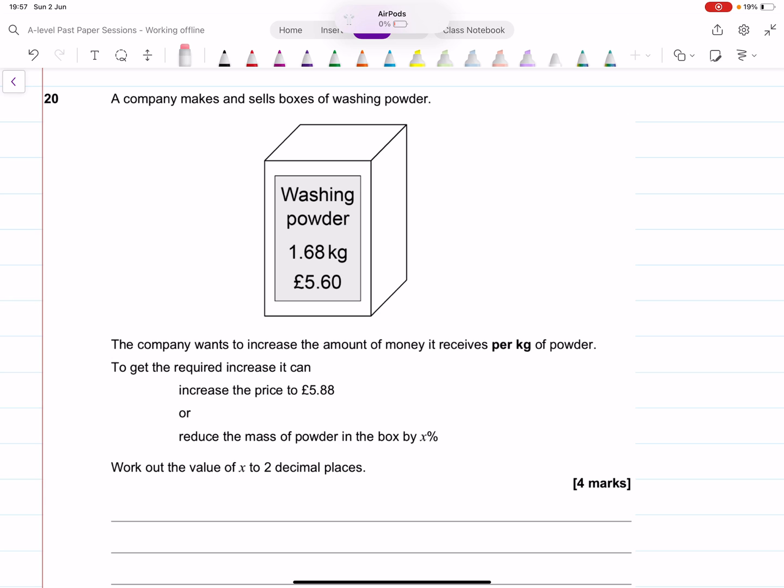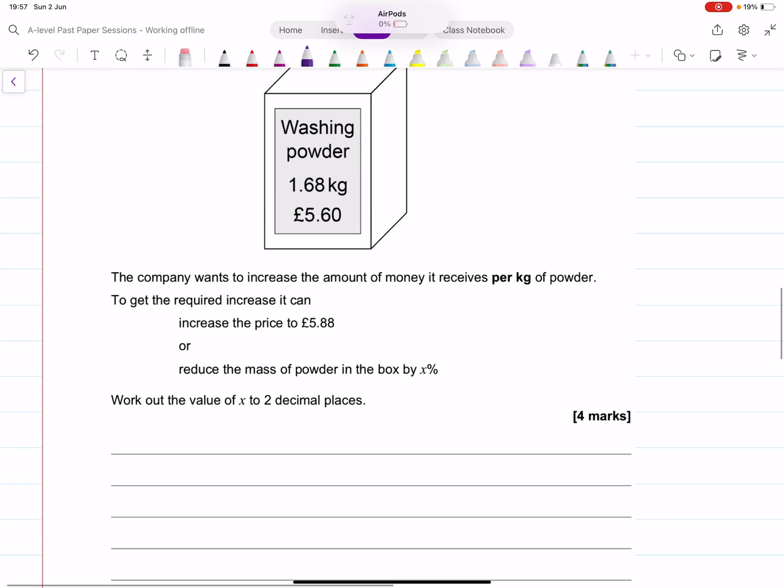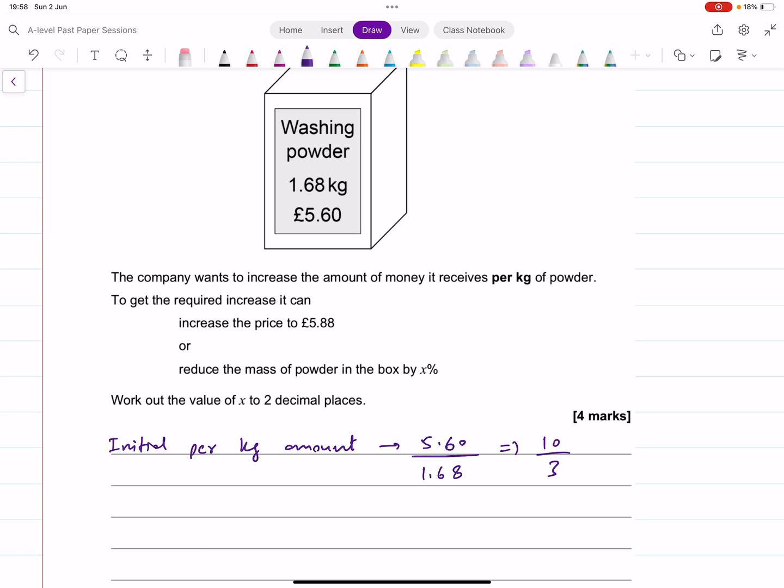Okay. Now, what's the per kg amount that she's receiving initially? Initial per kg amount. Let's write that down first. Let's see what that is. That's 5.60 divided by 1.68, right? 5.60 is for 1.68 kilograms. So what about 1 kg? 5.6 divided by 1.68. And that gives me 10 over 3 or 3.333. Okay, you should not round it off yet. Let me actually just write it like this. 10 over 3. Okay, that's the initial per kg amount.